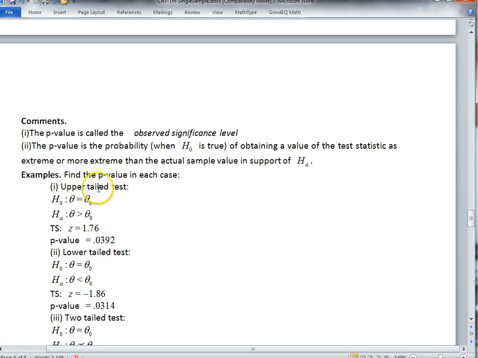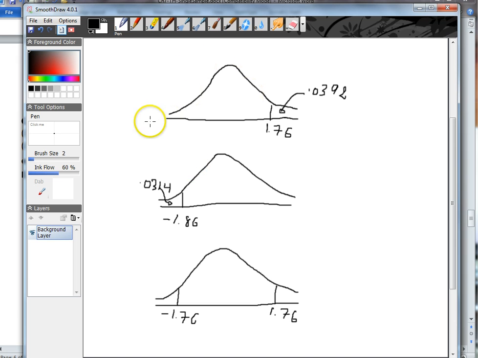If I have an upper tail test, I'm testing whether theta is greater than theta 0, versus theta equal to theta 0, where theta can be p or mu in this case. And I find out my test statistic is 1.76. How would I compute my p-value? Here is what it is. I'm on the first graph here. This is my test statistic, it's 1.76.